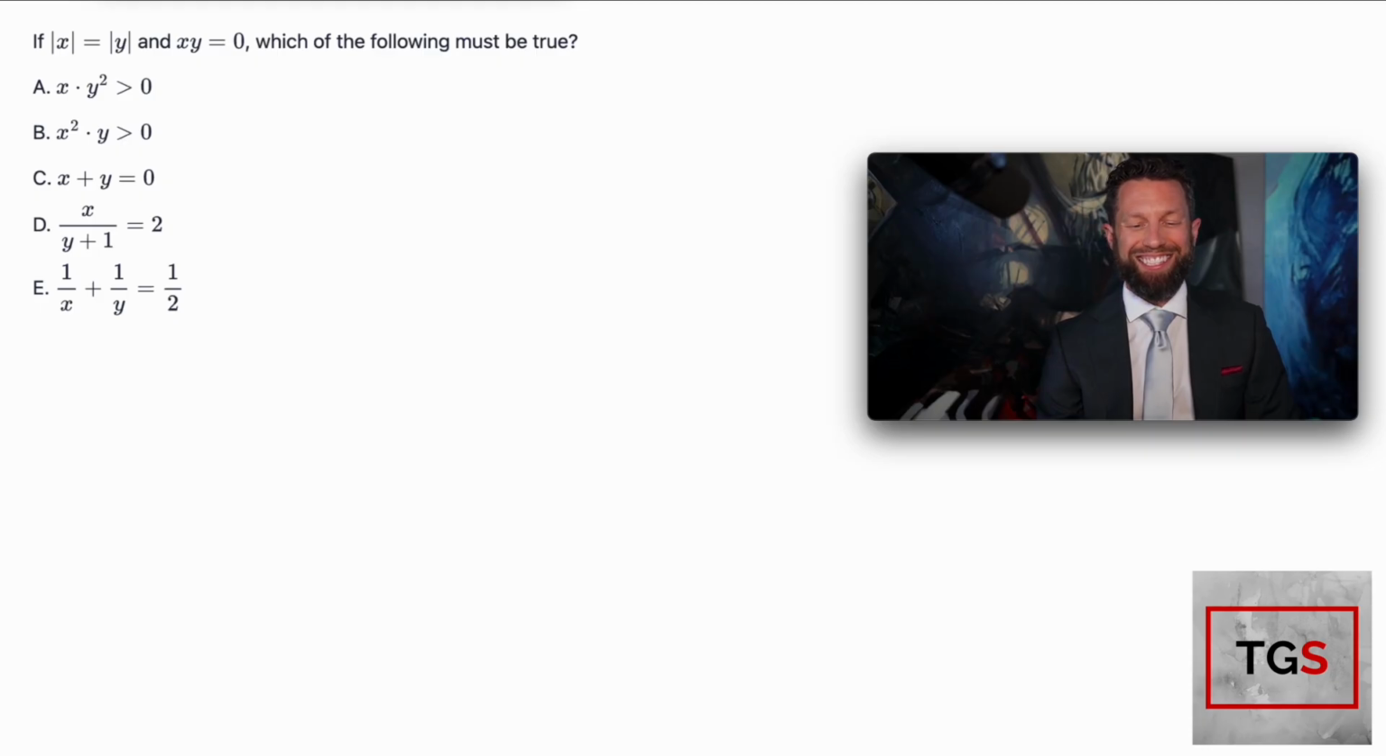Option C is x plus y is equal to 0. Option D is x divided by y plus 1. So it's x on the top of a fraction, and then y plus 1 is the denominator of that fraction. X over y plus 1 equals 2. And option E is 1 divided by x plus 1 divided by y equals 1/2. So it's the fraction 1 over x plus the fraction 1 over y equals 1 over 2. Again, I recommend pausing here and getting as far as you can on your own.